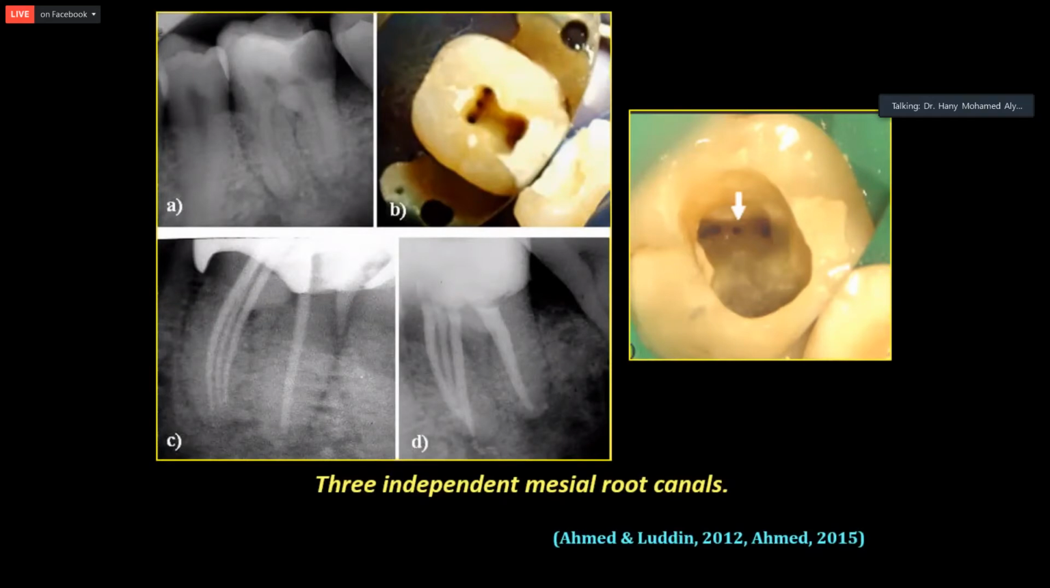It can be 3 canals in this case, which have the middle mesial canal, in which there are 3 canals in the mesial root.